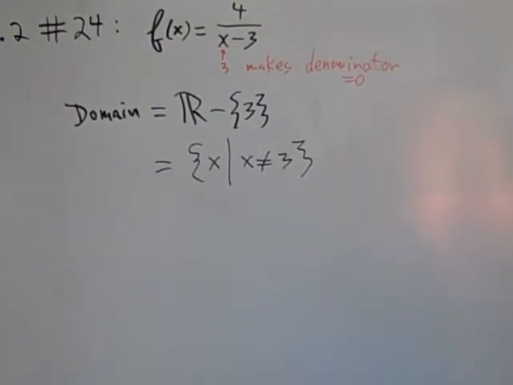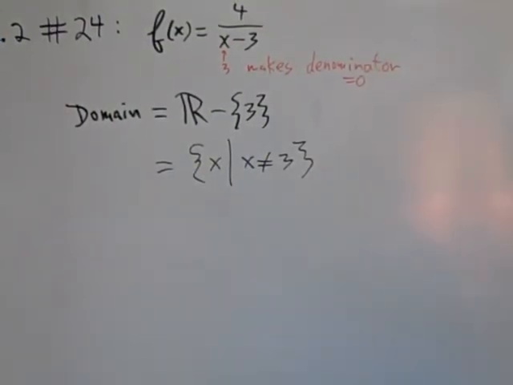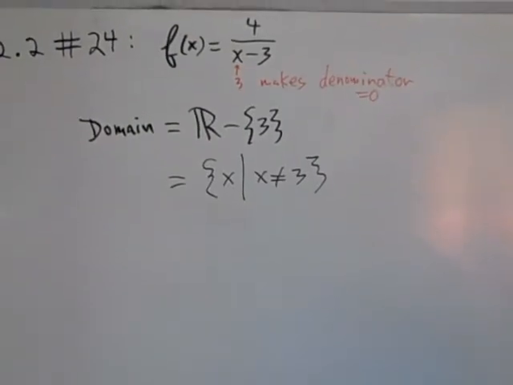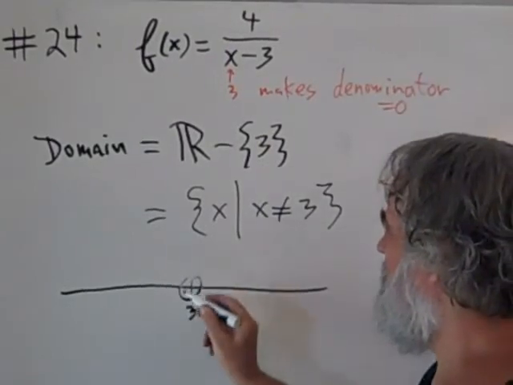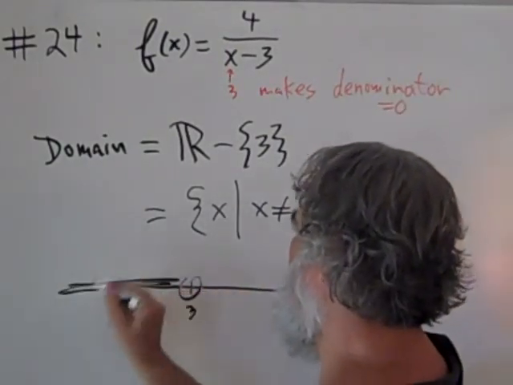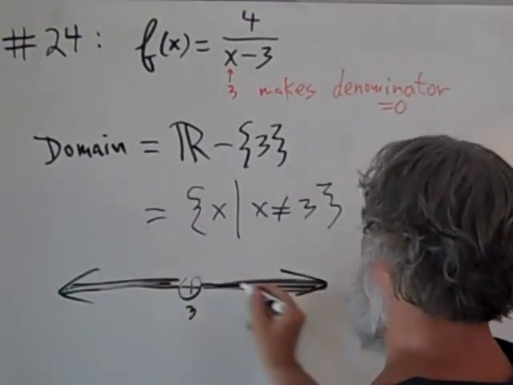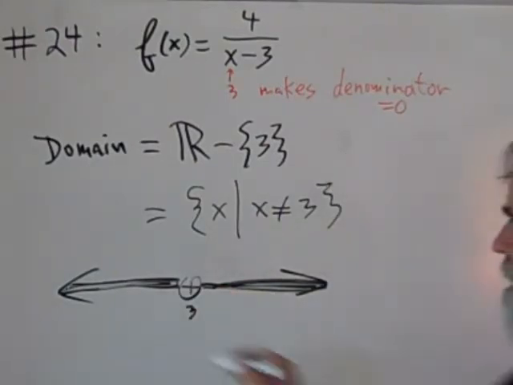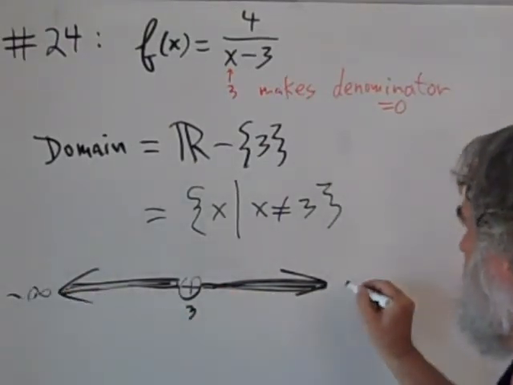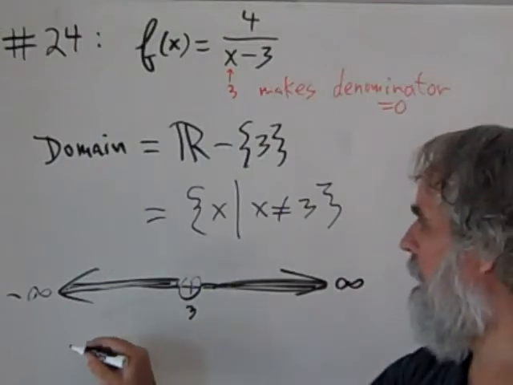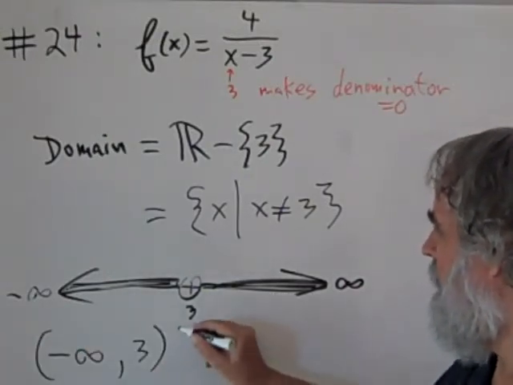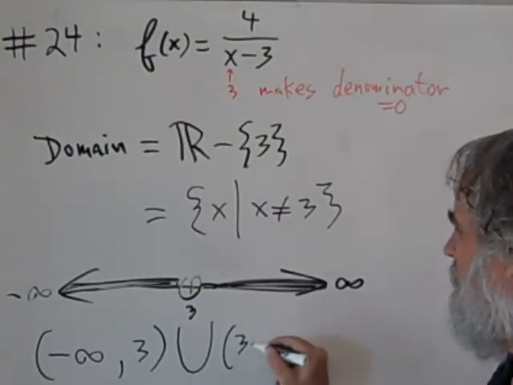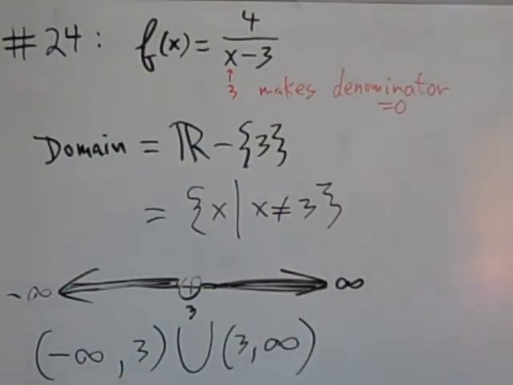I think I'll also show you interval notation for this, because the interval notation is kind of peculiar. The domain is all numbers except 3. So it's everything to the left of 3, everything to the right of 3, everything except 3. So it's interesting that in interval notation, this ends up equaling the interval from negative infinity up to 3 union with the interval from 3 up to infinity. So we just happen to exclude that one value of 3.